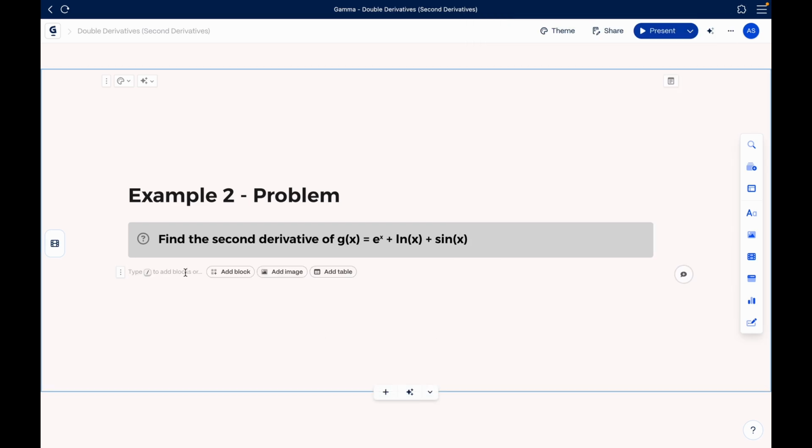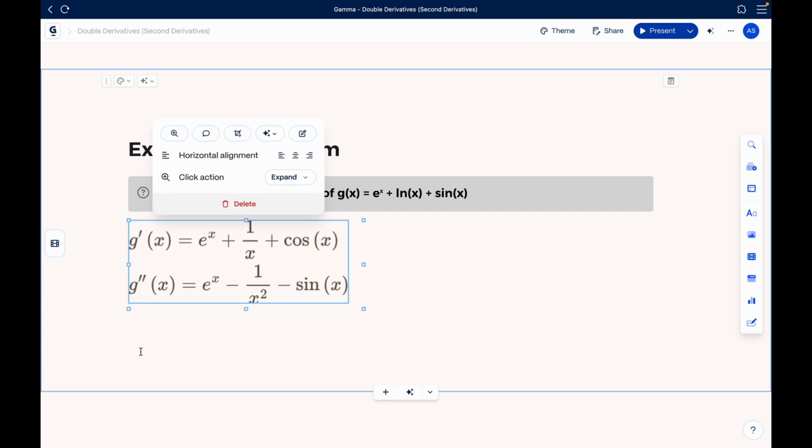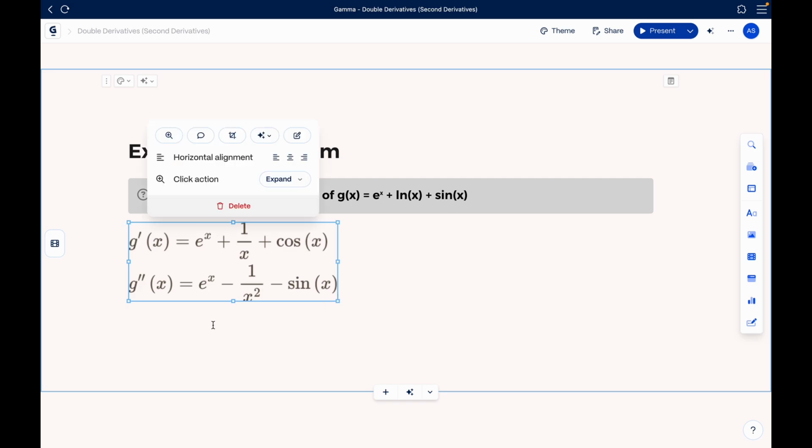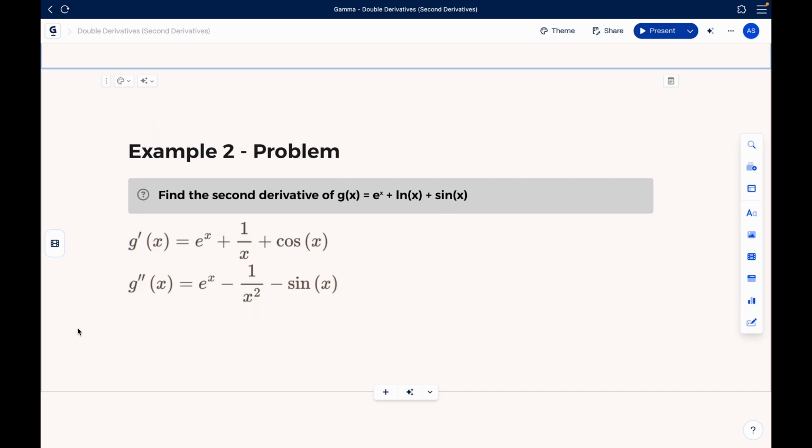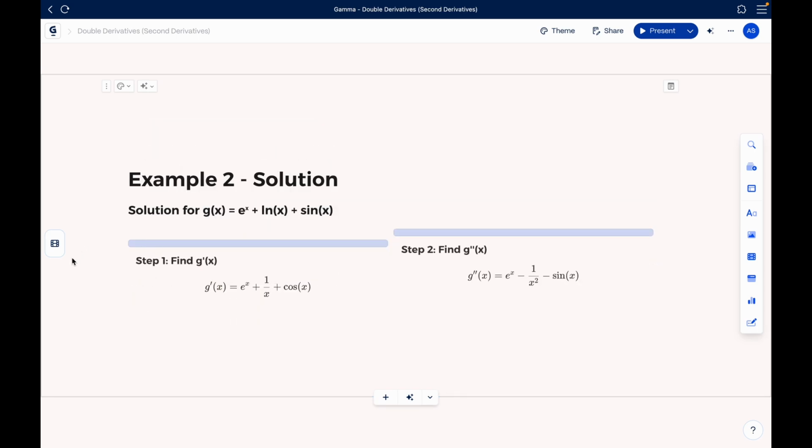So there you have it again. The second derivative of g of x is equal to e to the x plus ln x plus sine of x. And here's the solution again. Again, following a very similar framework, just find the first derivative and then find the second derivative.